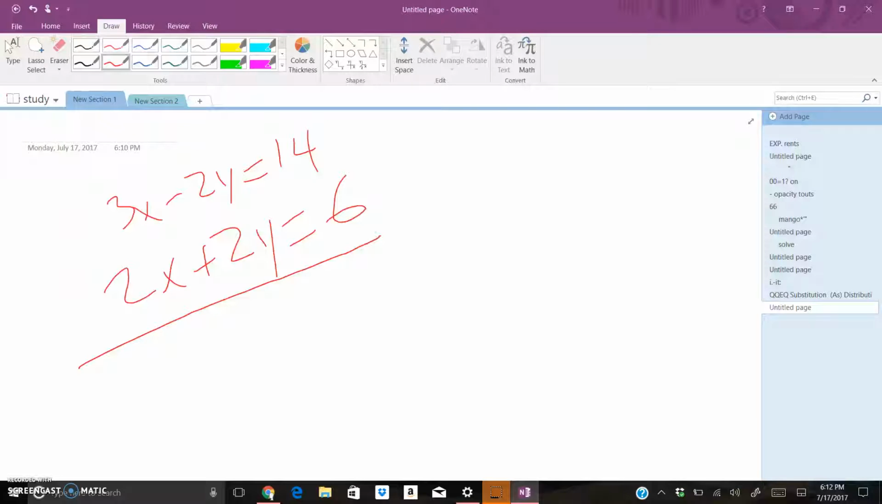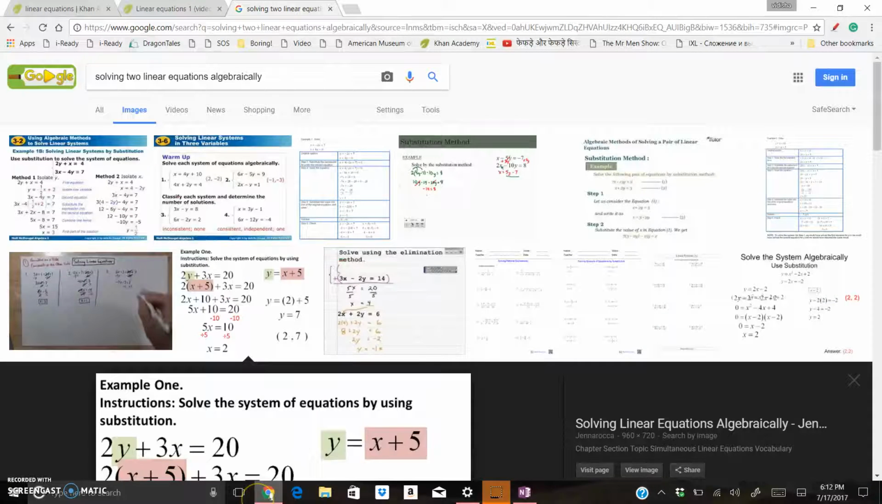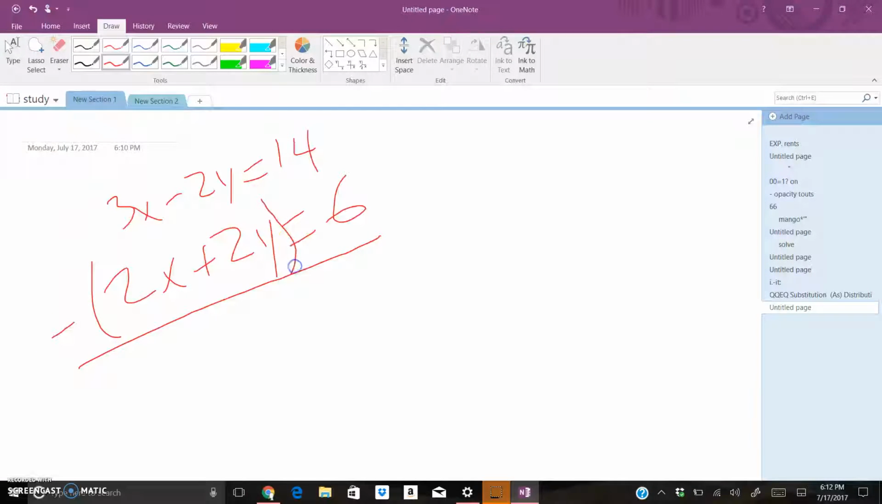Okay, so elimination is really simple. All you have to do is just cut off the numbers. So what you can do is just say 14 minus 6. We're going to assume that we are subtracting in here. So we're going to say this entire thing minus 6. Okay, so now we're going to subtract. 14 minus 6 is equal to 8. Put the equal sign there. Negative 2y minus 2y is equal to negative 4y. And 3x minus 2x is equal to x.